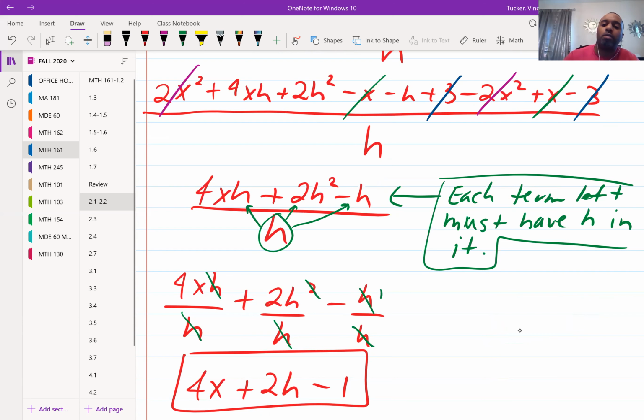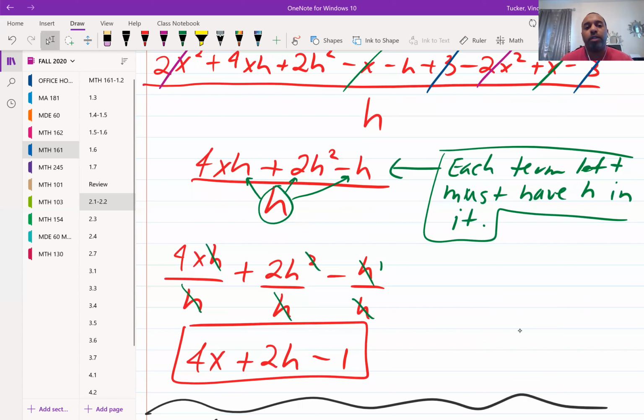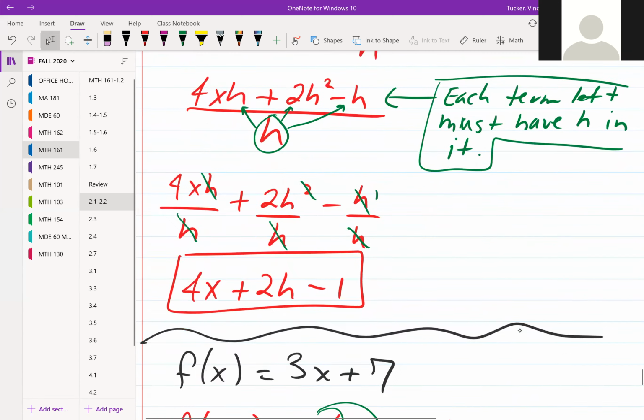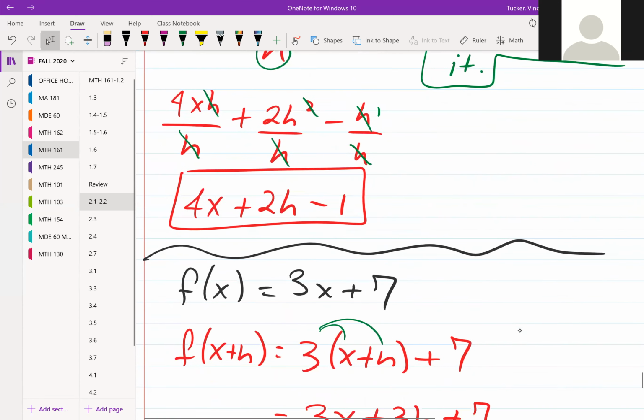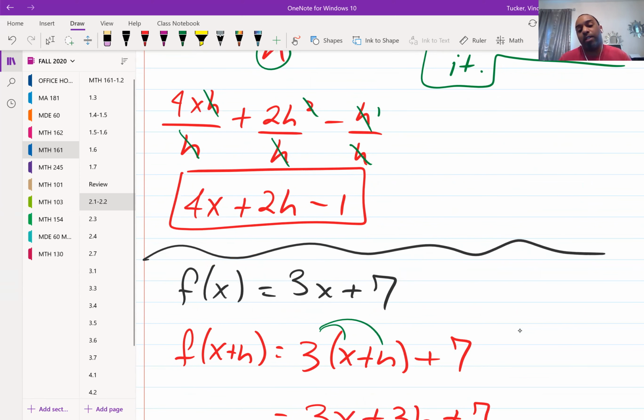All right, any other questions? Then we got one more we're going to try out. Make sure we're good. Any questions? All right. So the next one, we want to take f of x equal to 3x plus 7. Find the difference quotient. So this will be less involved. We don't have x squared and everything involved.